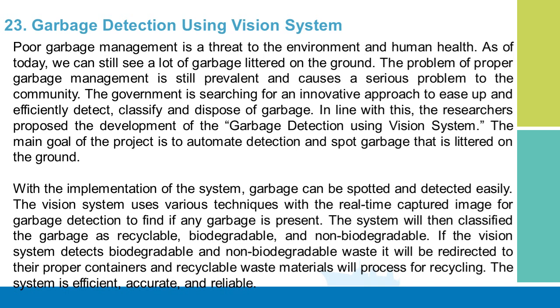The main goal of the project is to automate detection and spot garbage that is littered on the ground. With the implementation of the system, garbage can be spotted and detected easily. The vision system uses various techniques with the real-time captured image for garbage detection to find if any garbage is present. The system will then classify the garbage as recyclable, biodegradable, and non-biodegradable. If the vision system detects biodegradable and non-biodegradable waste, it will be redirected to their proper containers, and recyclable waste materials will process for recycling. The system is efficient, accurate, and reliable.